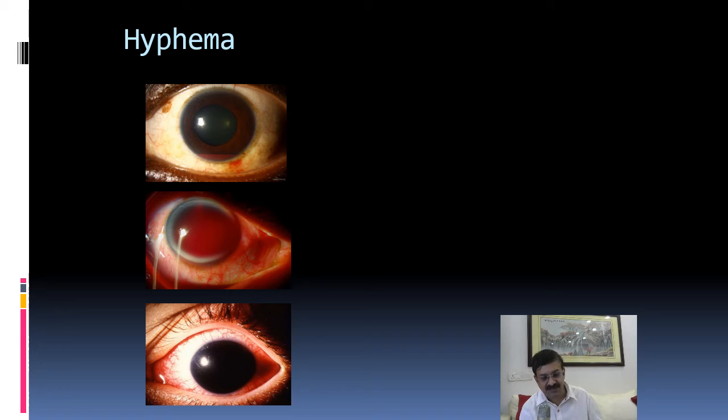So these are certain pictures of hyphema. The first one is a grade 1 hyphema, so it is less than 1/3. The second one is almost full. So is the third one. The third one is what is known as a black ball, the 8-ball hyphema. So it's a total hyphema, grade 4.